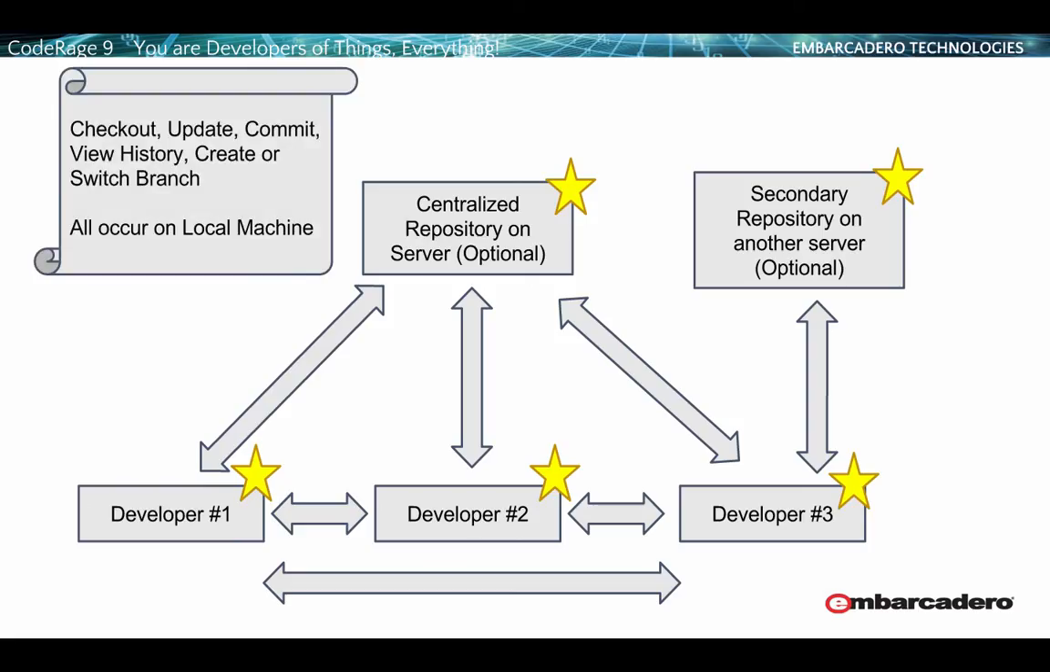And how does that really work? Because the repository being on everybody's computer gives us the ability to check out, update, commit, view history, create or switch branches, and many other things. But they all occur on your local machine. There's a side benefit to this. I have a Subversion repository that takes about 45 minutes to do a checkout. After I have that initial checkout, it then takes about 30 minutes to do a switch if I want to switch branches.